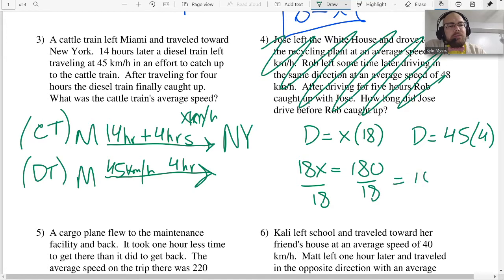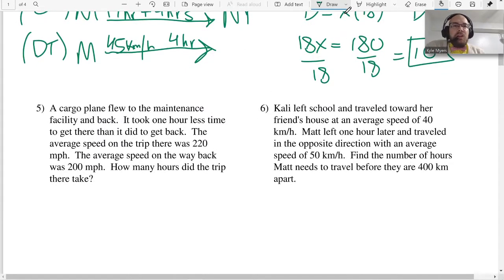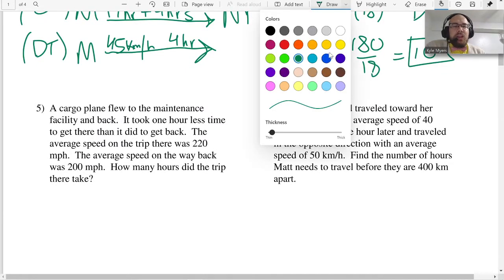And you get 10. Right? So 10 kilometers per hour is the answer to number 3. Number 5. Change to a gold kind of color here.